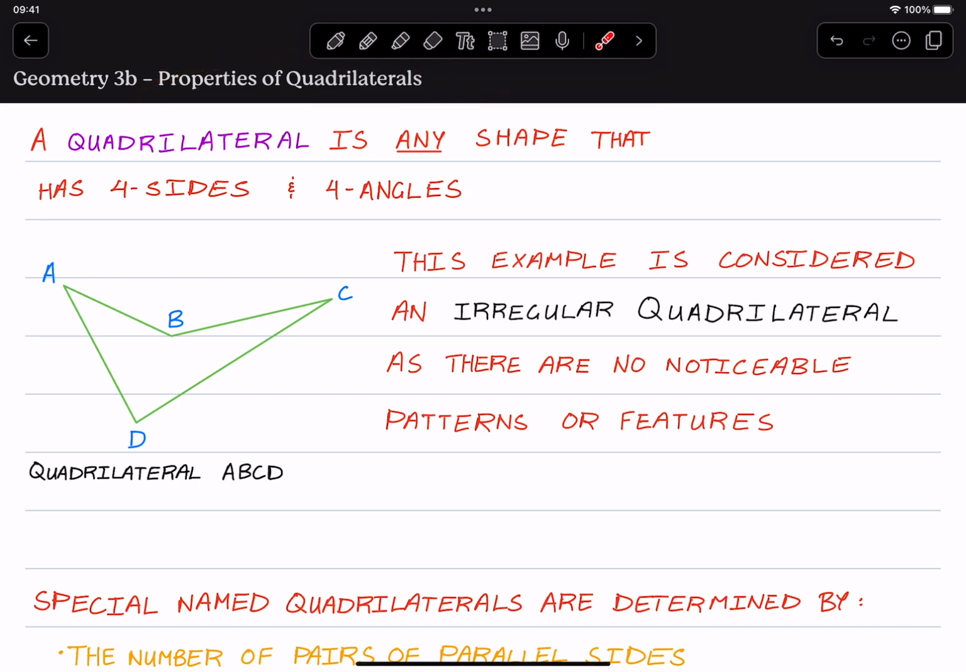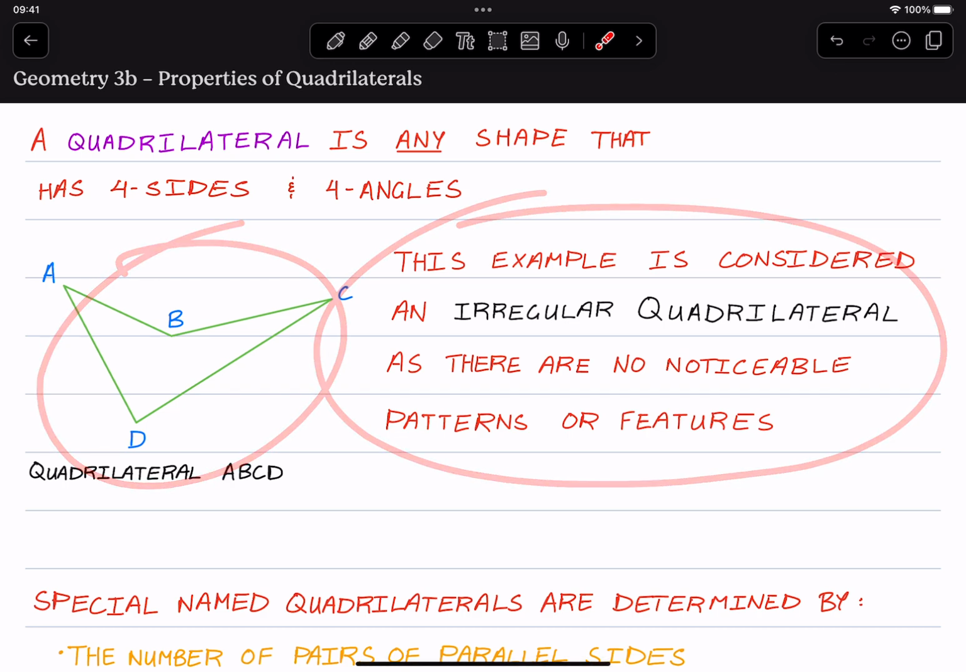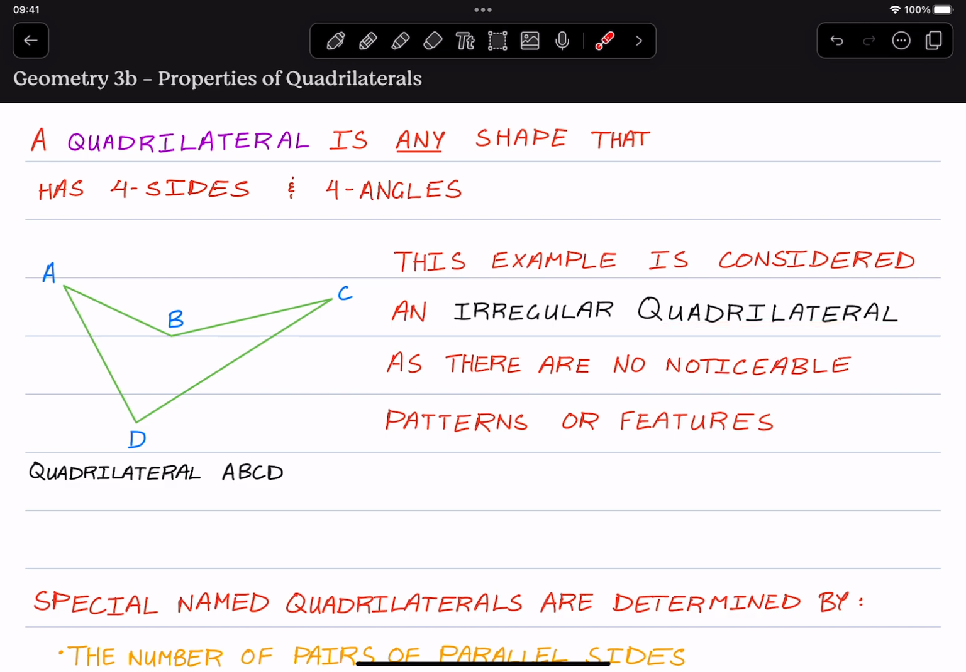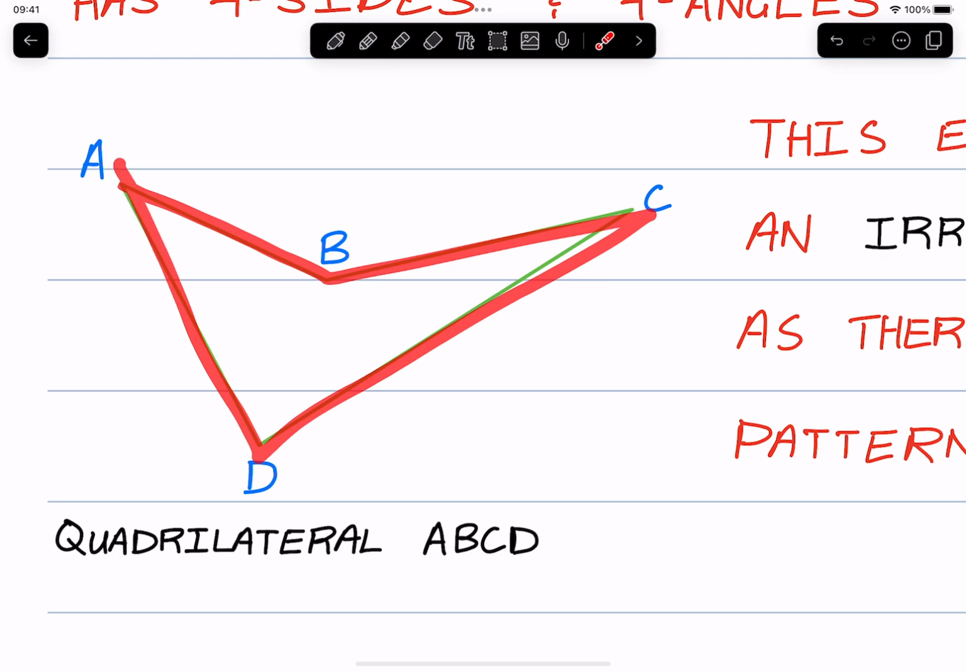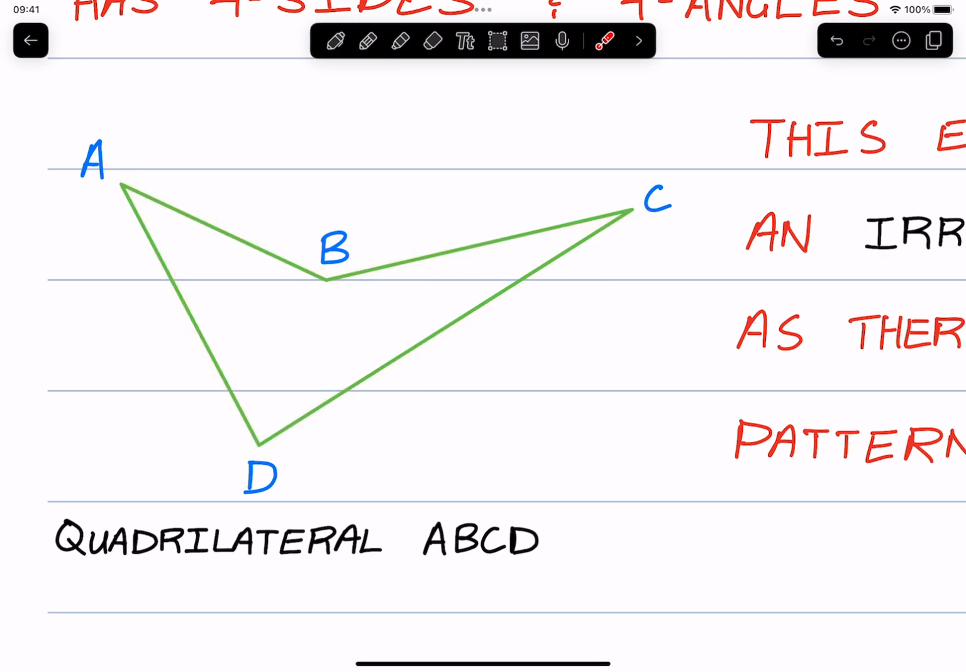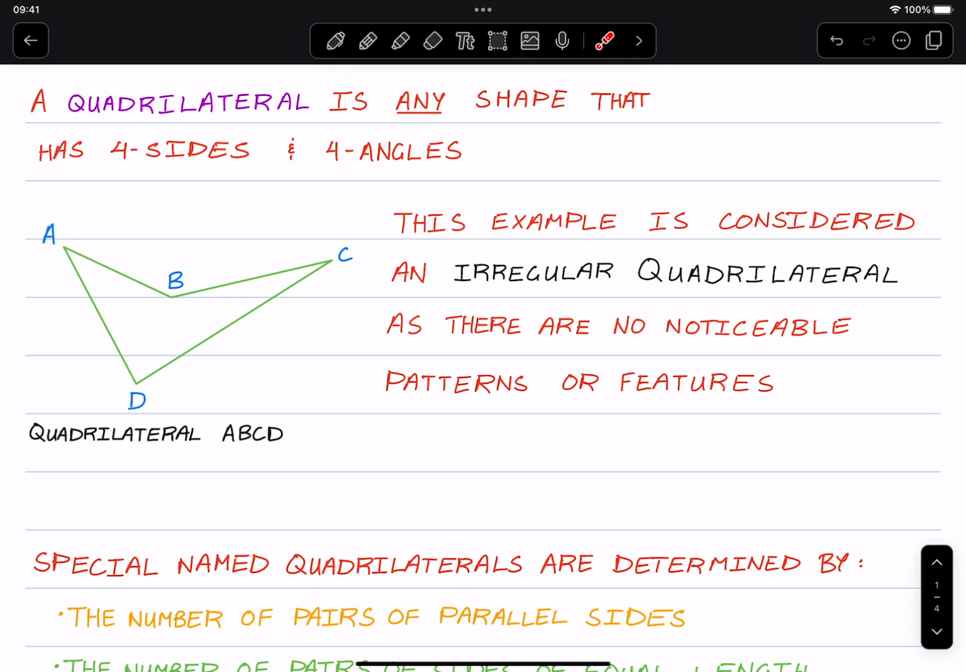A quadrilateral is any shape that has four sides and four angles. This example that I've shown here is considered an irregular quadrilateral as there are no noticeable patterns or features. So long as there are four sides, so 1, 2, 3, and 4, and there are four angles, 1, 2, 3, 4, it is considered a quadrilateral even if it doesn't look too fancy or anything nice about it.